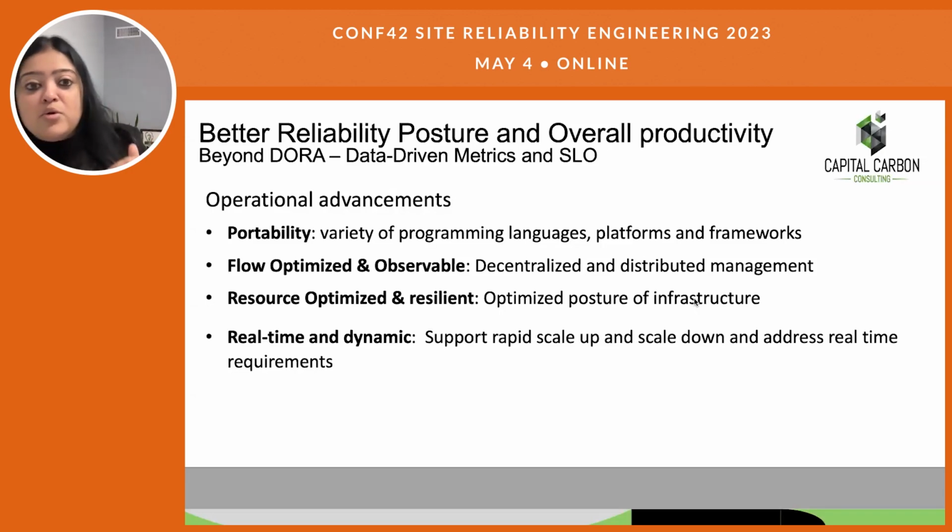I will also talk about resource optimized and resilient. That means an optimized posture of infrastructure. It is not okay to add fixed cost to your products as you go along. So you'll have to look at that optimization at the infrastructure layer. And lastly, I would say real-time and dynamic. So how real-time and dynamic your software delivery capabilities are, which can support rapid scale up, scale down, and address the real-time requirements.